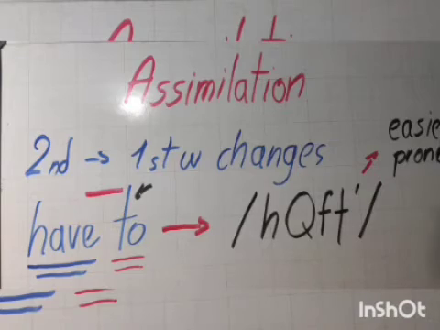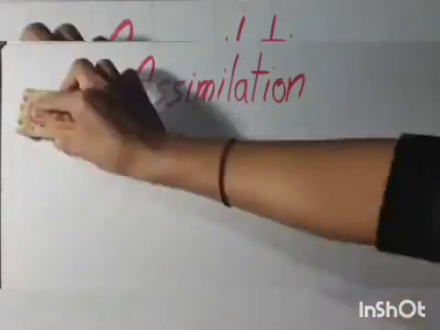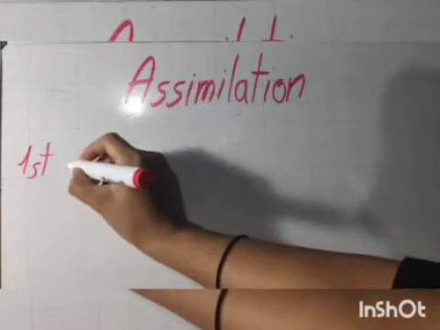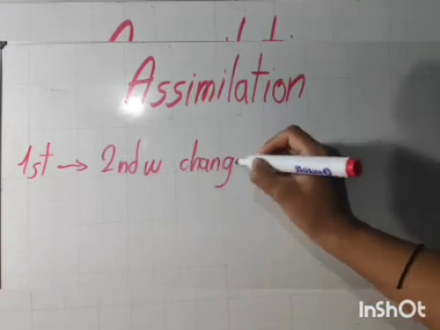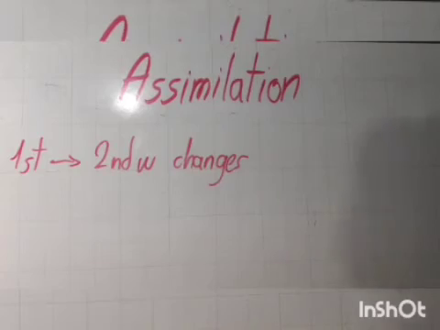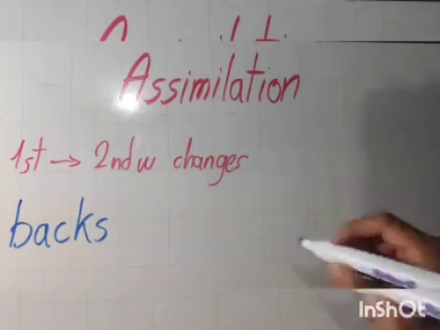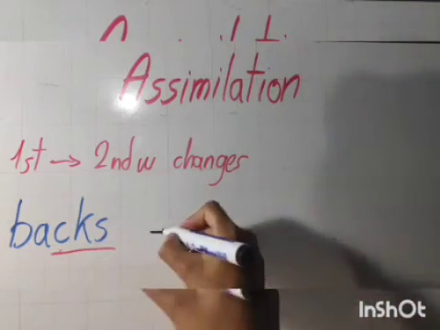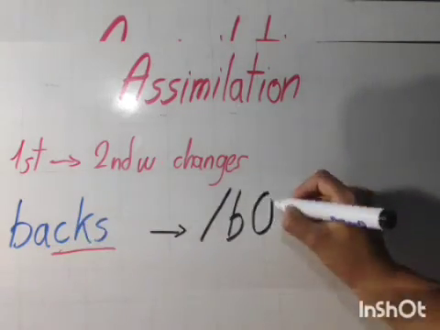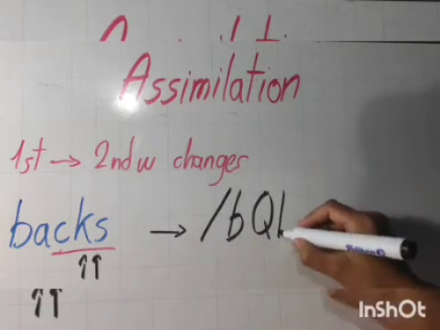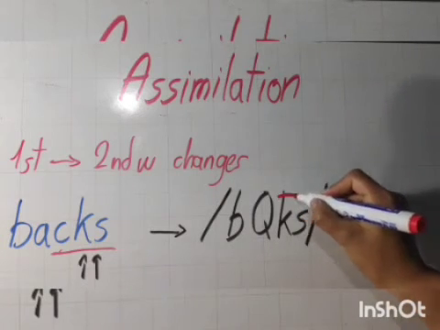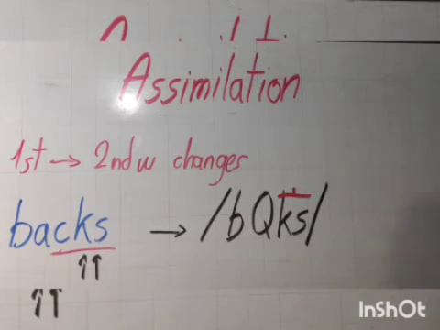On the other hand, we have the second case of assimilation, where the first word makes the second change. We have the example "bags." We have the assimilation in X, and that results in the B sound, the A sound represented with a Q, and the KS without an apostrophe. In this case, we link the sounds KS to make an easier way to pronounce the word bags.